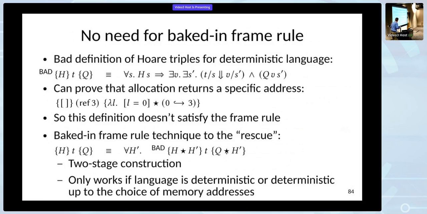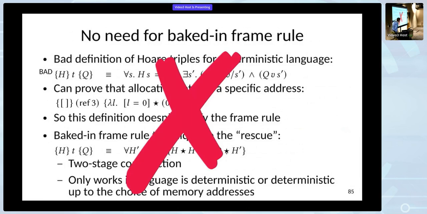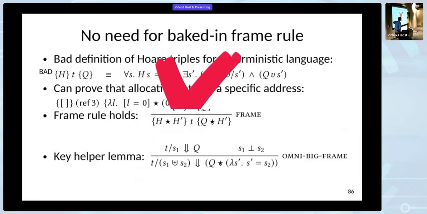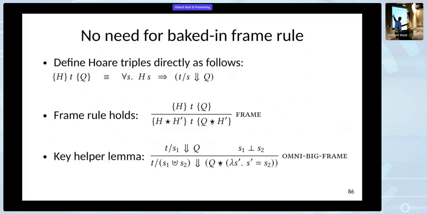So yeah, people have used it and apparently are excited about it, but it also requires this two-stage construction, and all of this is not needed anymore if you do Omni-Bigstep semantics. You just define your Hor triples as follows, and then your frame rule holds. And the key helper lemma that you need is really that if you augment your state or your memory with some disjoint as2, then the derivation still holds and doesn't modify as2. That's the way the frame rule looks without Hor.